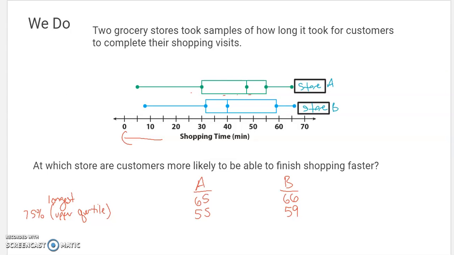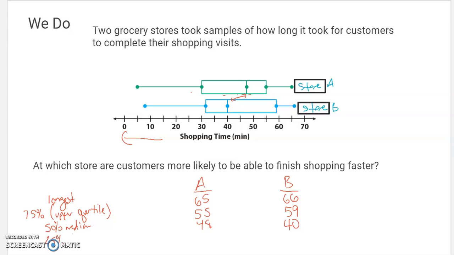Let's try the median. So that's like the middle length, 50%, or the median. Store A, half the visits were less than 48 minutes. And here we're starting to have a big difference. Look how much difference there is in these medians. 40 minutes, half the visits were less than 40 minutes at store B. So we've kind of reversed again.